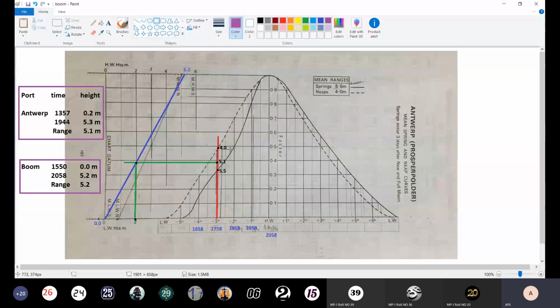So 5.5, 4.0. But what is our range? Our range we have to use for standard port for interpolation. Because 5.5 belongs to what? Standard port. 4.0 belongs to what? Standard port. So the range we want also should belong to standard port. So we don't use 5.2, we use 5.1 for interpolation, only for interpolation. Because this is standard port, this is standard port, so range also must be standard port. Then you get the 5.1 and then draw a horizontal line, green line. Where it cuts the blue line, you drop it down or you take it up. Answer is same.